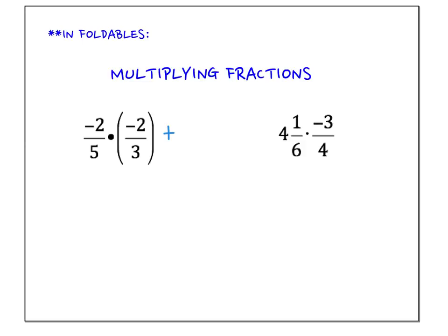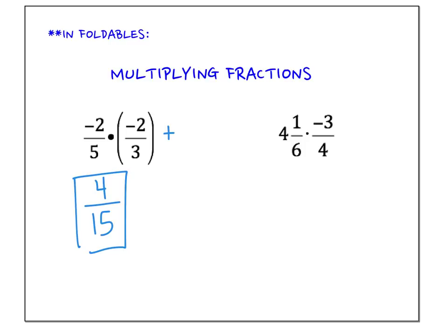Nothing simplifies because I don't have anything on the top and the bottom that could cancel out, so I'm going to multiply straight across. Negative 2 times a negative 2 gives me a positive 4, and 5 times 3 gives me 15. So I have 4/15. That can't be simplified, so that's my final answer. Again, it was positive because I had a negative times a negative.